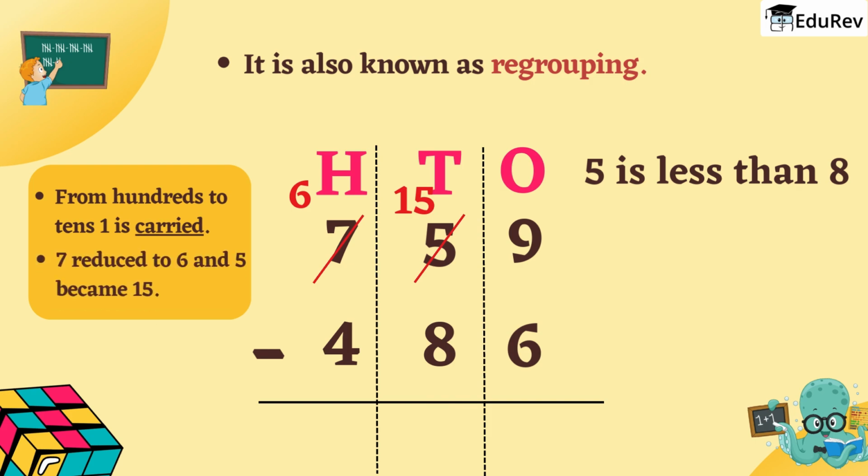Now let's see how this works. 759 minus 486 is equal to 273.